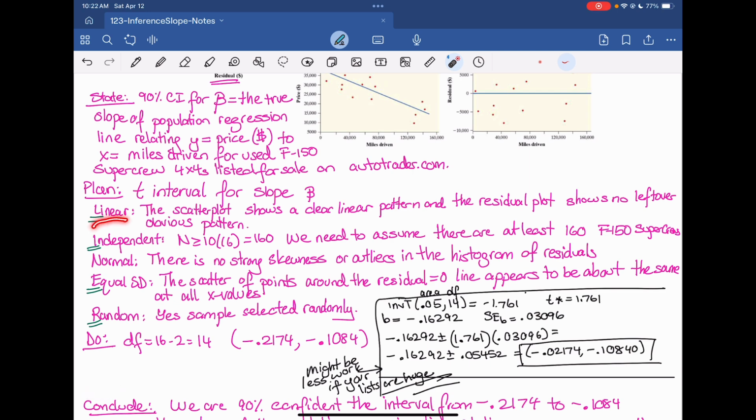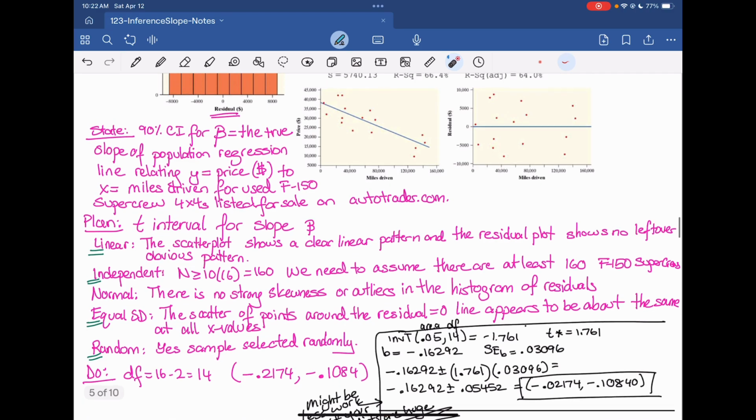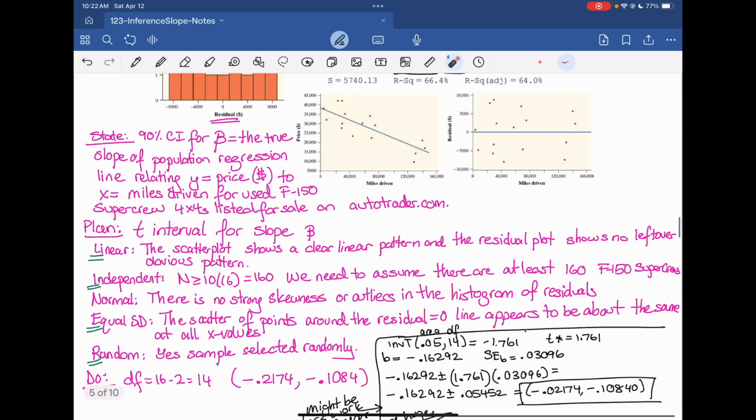So linear: we're looking at the scatter plot, which shows a clear linear pattern. Look at the scatter plot. This is the scatter plot. Do not confuse these two. This is not a scatter plot. This is a residual plot. See the word residual? This is your residual plot. There's a difference. And this is a scatter plot.